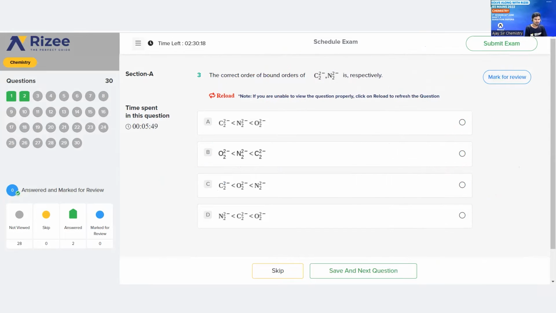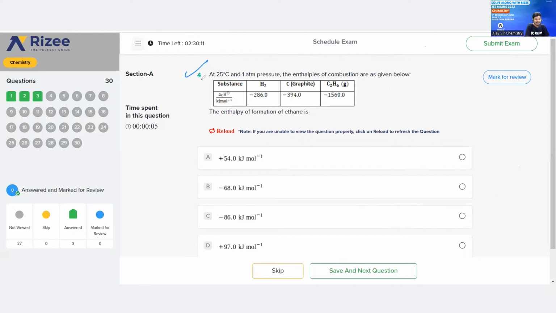Okay, let us go to the next question. At 25 degrees centigrade and 1 atm pressure, the enthalpies of combustion are as given below. Enthalpy of combustion values are given. This question comes from thermodynamics, and we have to find the enthalpy of formation.